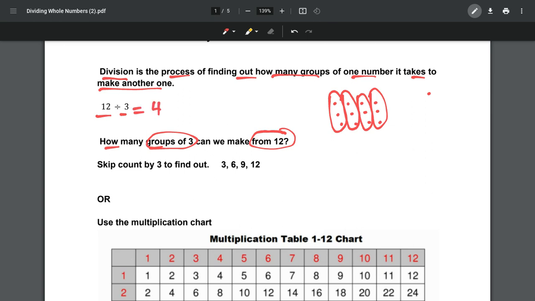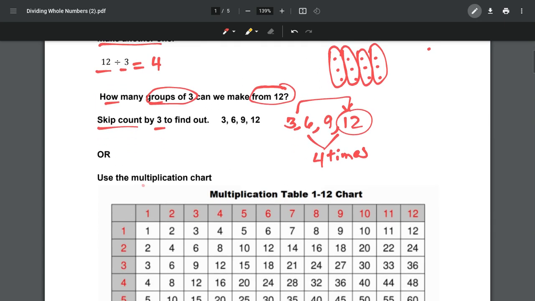Now you could get it from skip counting too. You could skip count by 3s to find out. So if you skip count by 3s, you have 3, 6, 9, 12. Well, you had to skip count a total of 4 times to get to 12, from 3 to 12, okay?